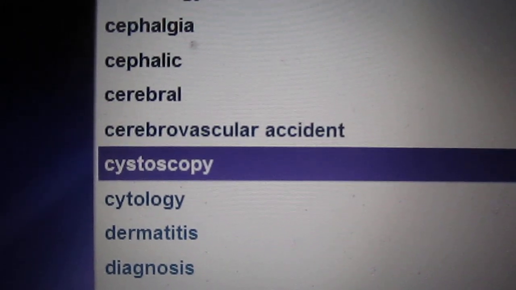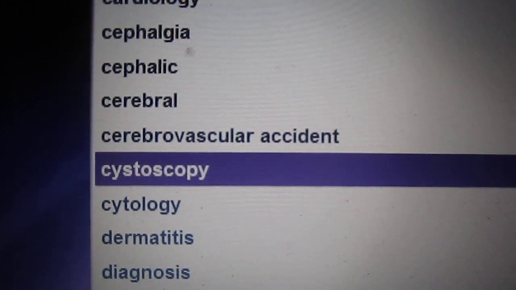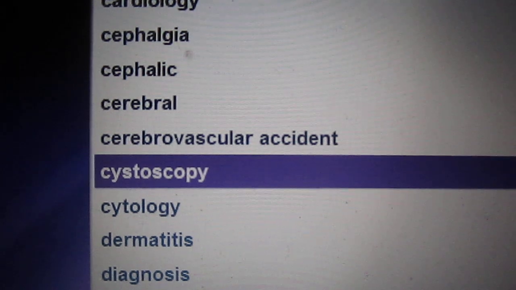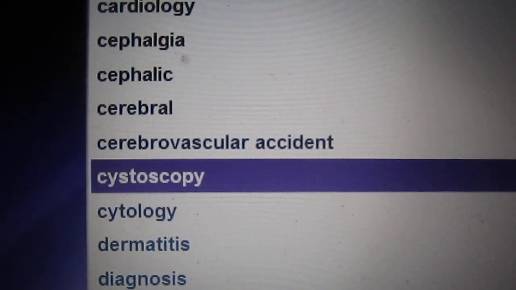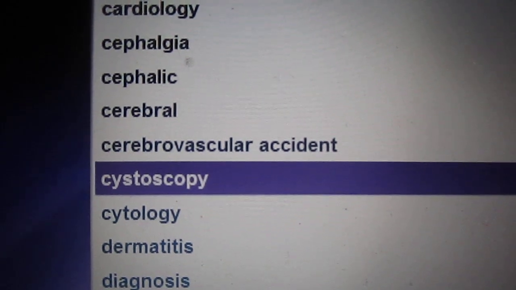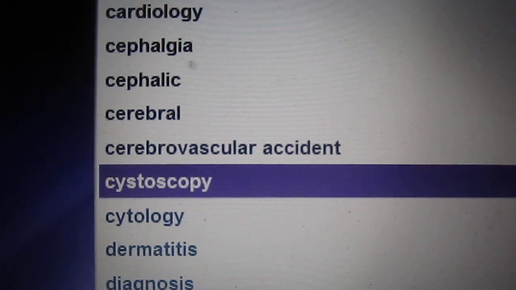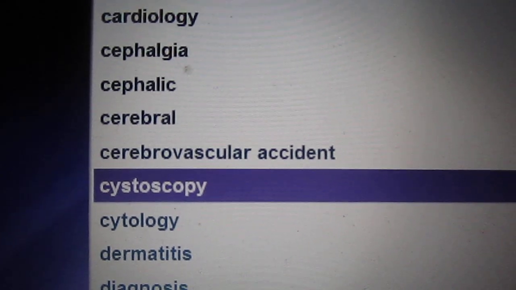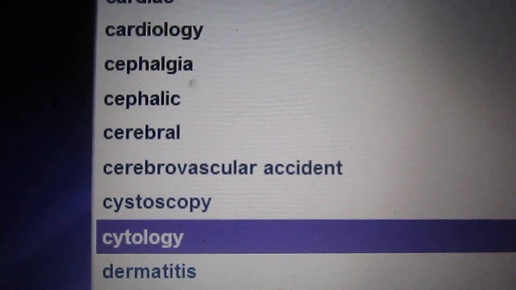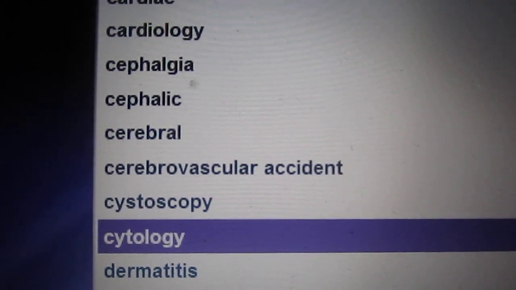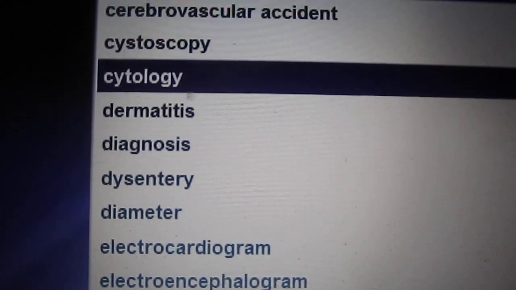Cystoscopy. The suffix scopy, S-C-O-P-Y, means the process of visual examination. Cystoscopy, then, is the visual examination of the urinary bladder. During cystoscopy, a physician inserts a cystoscope through the urethra into the urinary bladder. Cytology. Cyto, C-Y-T-O, is the combining form meaning cell. Cytology is the study of cells.